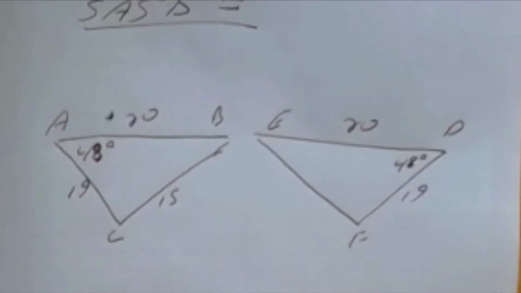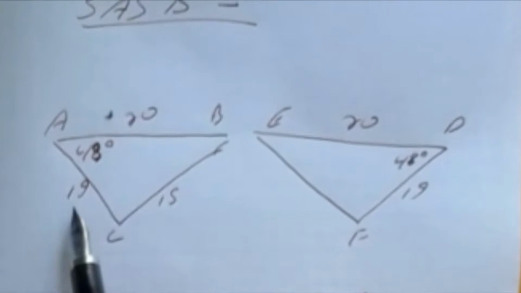Here we're going to take a look at side angle side triangle congruency. Now, with side angle side triangle congruency, the side, the angle, and the side have to be touching. So if two sides and the included angle of one triangle are congruent to two sides and the included angle of another triangle, then the two triangles are congruent.